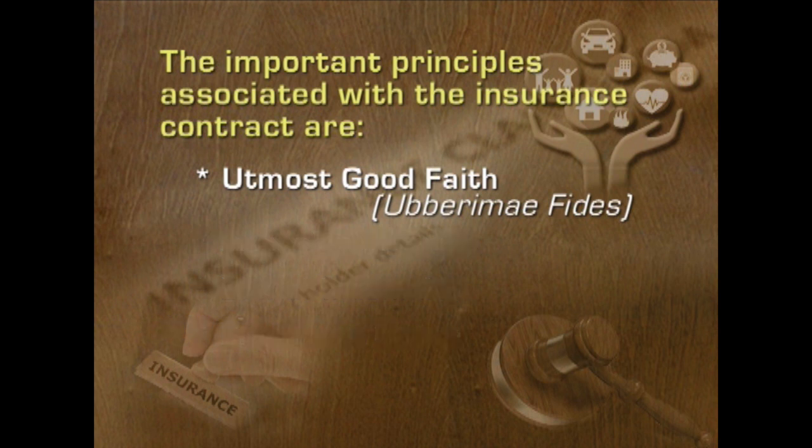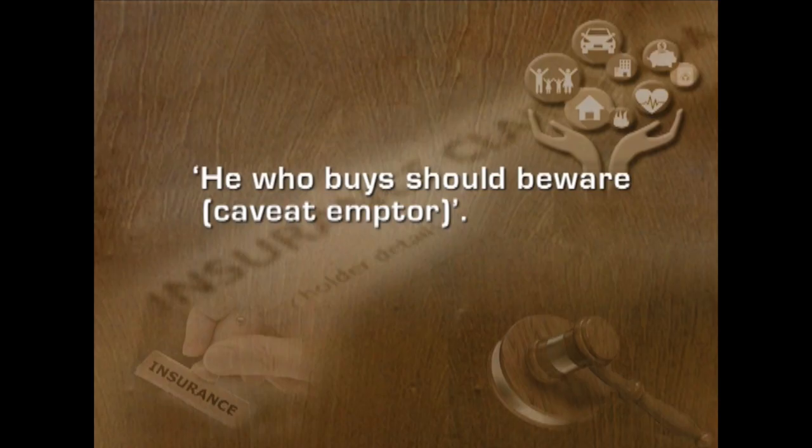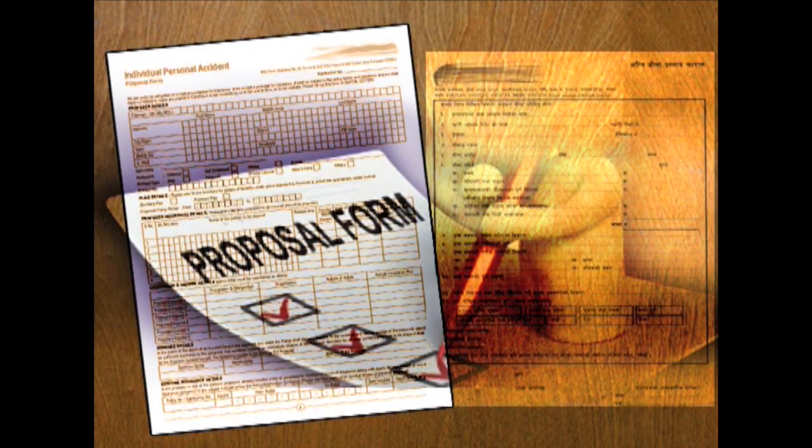Utmost good faith. The insurance contracts are exceptions to the cardinal principle of commercial contracts, that is, he who buys should beware, caveat emptor. The product and subject matter of the insurance is risks. Risks are intangible. The insured, by knowing the quality and quantity of the risks, makes a proposal to the insurer through a document known as a proposal form. The insurer, after understanding the material facts and the risks stated in the proposal form, agrees to indemnify the insured against the risks and facts stated in the proposal.